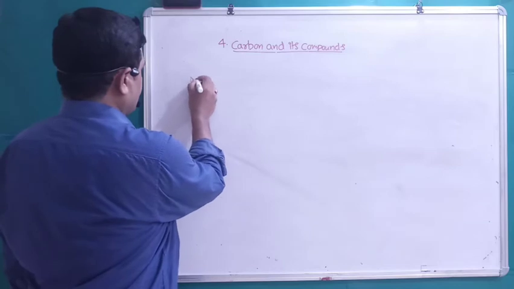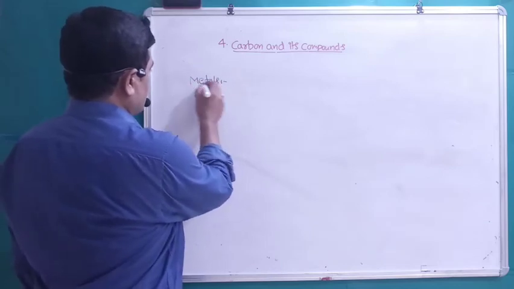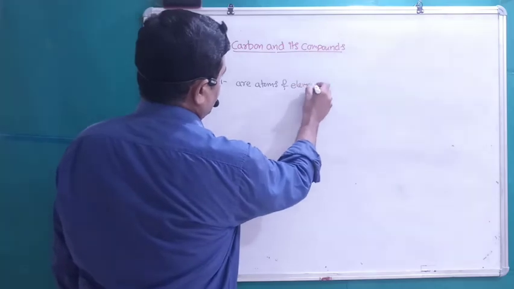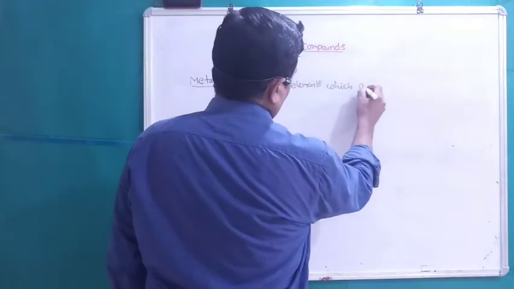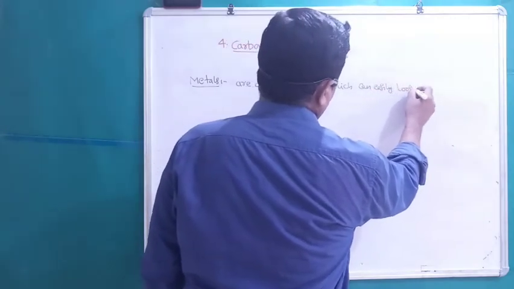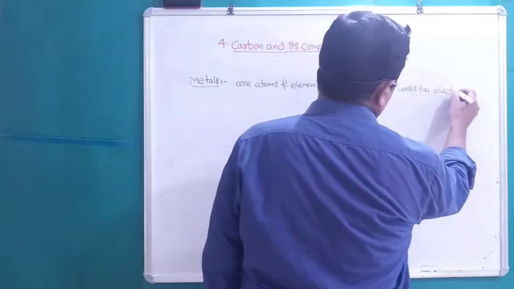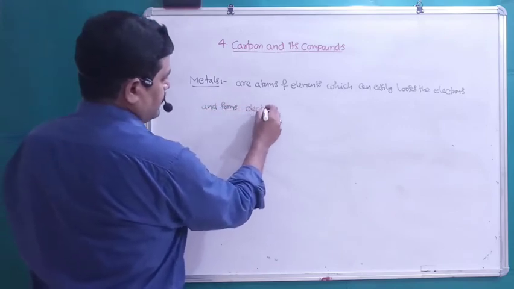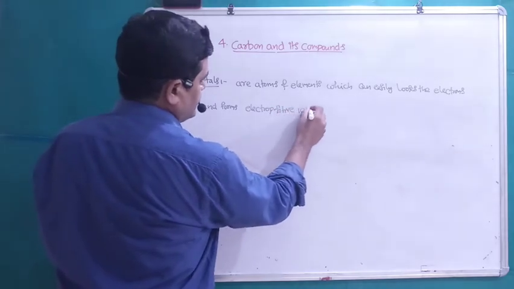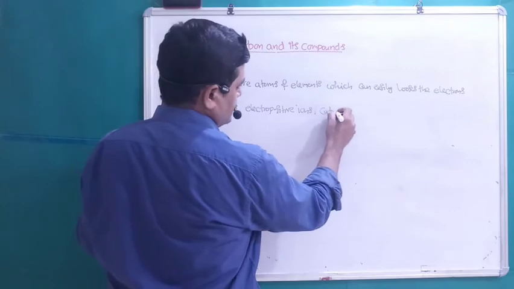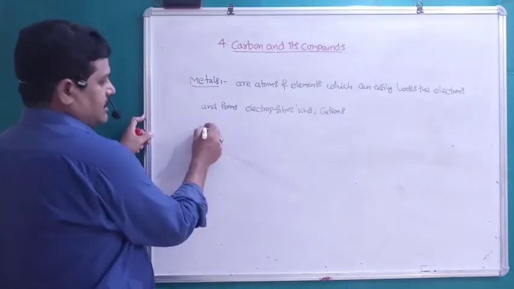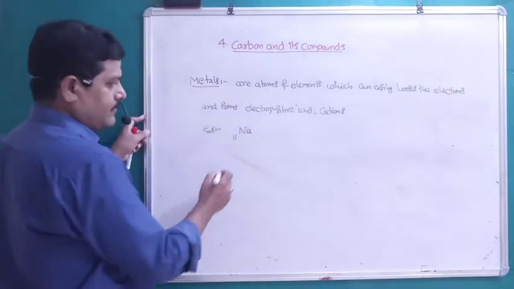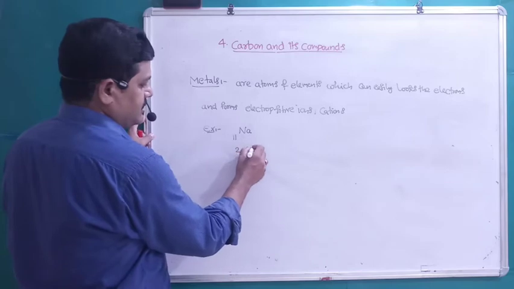Students, metals are the atoms of elements which can easily lose electrons and form electropositive ions which are known as cations. For example, take sodium.